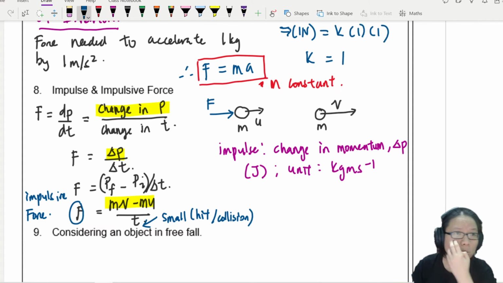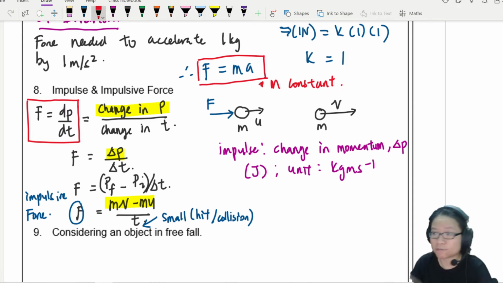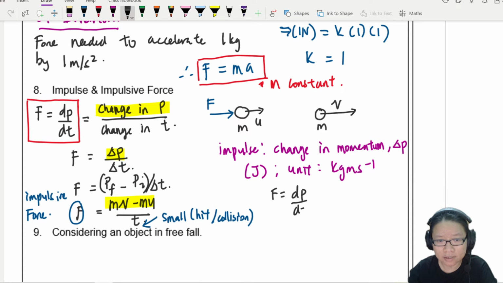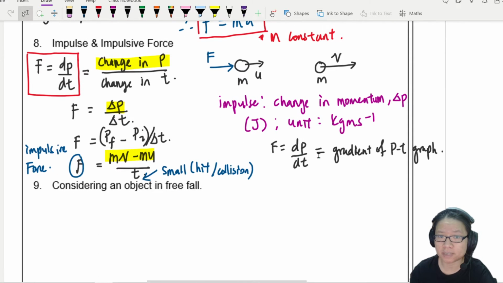All right, but one more thing I want to highlight is that whenever you study physics and you see this dp/dt, rate of change, most of the time you will not be given a function to differentiate anything. But you have to understand that whenever F is dp/dt, what it implies is that to find force, we will look at the gradient of your p-t graph. So at the very least you should know this: from F is dp/dt, F is the gradient of your p-t graph.